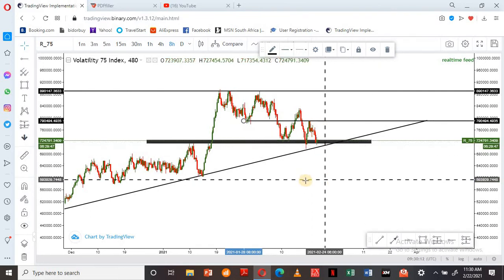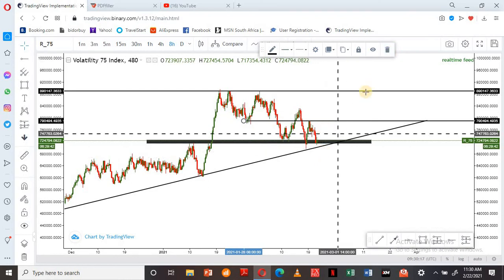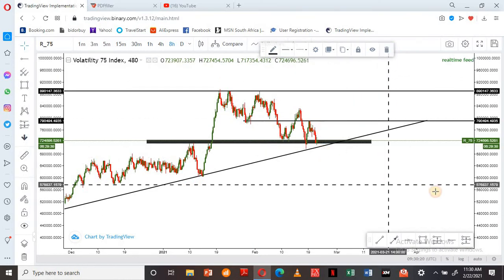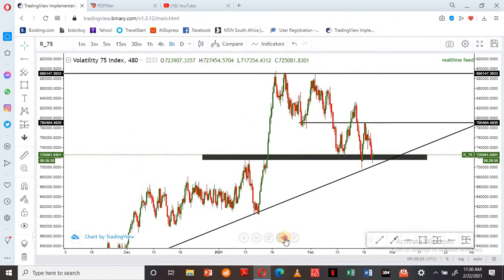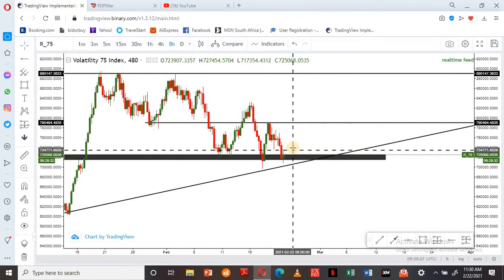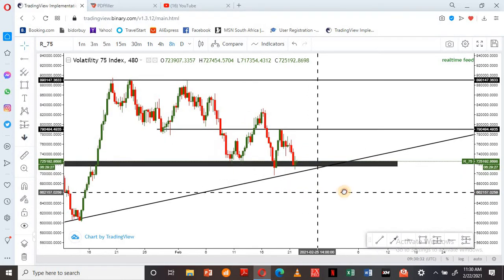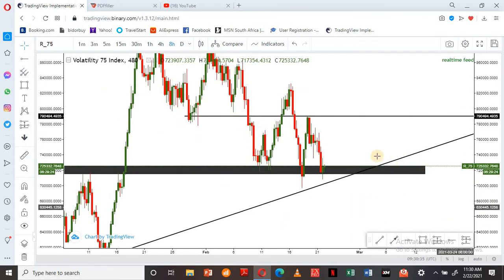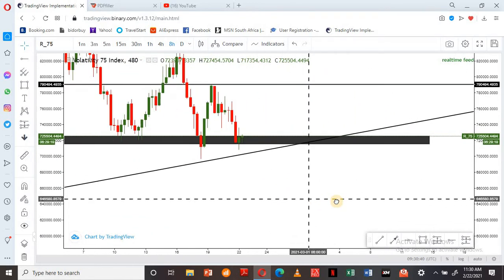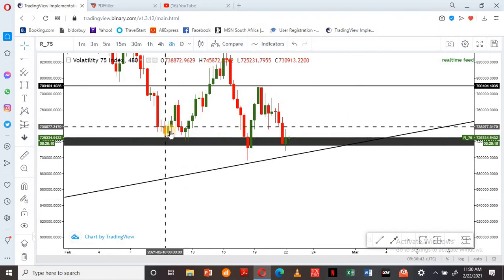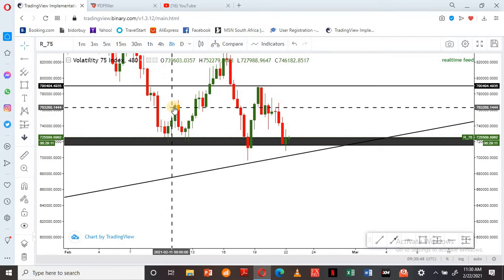Now the question is, is it going to respect the level, or is it going to break? Two things might happen there. For you to know when to enter a confirmed buy or a confirmed sell, you need to pay attention to the candlesticks. See now, previously we had the first support and it went up, came down.